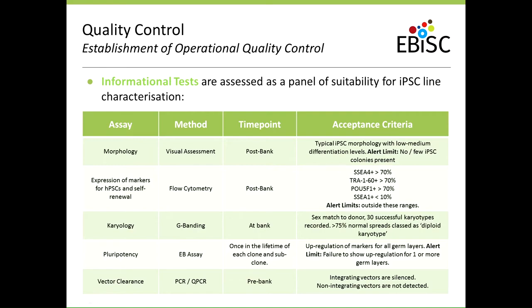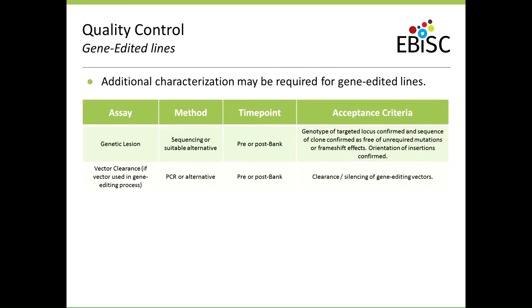Karyology at the moment, we're using G-banding, pluripotency assay, which I'm going to talk a bit about after this. So we use an EB assay, and vector clearance is with PCRQ pre-bank, just to make sure all the vectors are silenced.